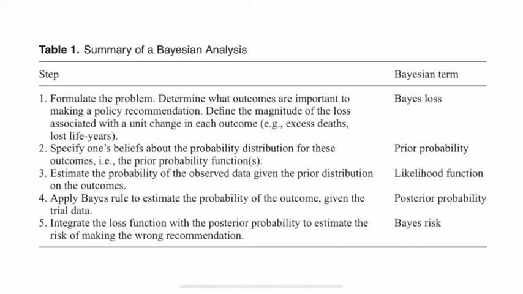Next, we want to specify our beliefs about what the situation is. In patients, it's going to be their pretest probability of having the disease based on the prevalence in their community, their population. Okay? So once we have the problem set up, we want to think about the pretest probability, the prior probability. We want to estimate the probability of the observed data given the prior distribution on the outcomes, right? This is where likelihood comes into play. Again, we're going back to the numerator of Bayes' theorem.